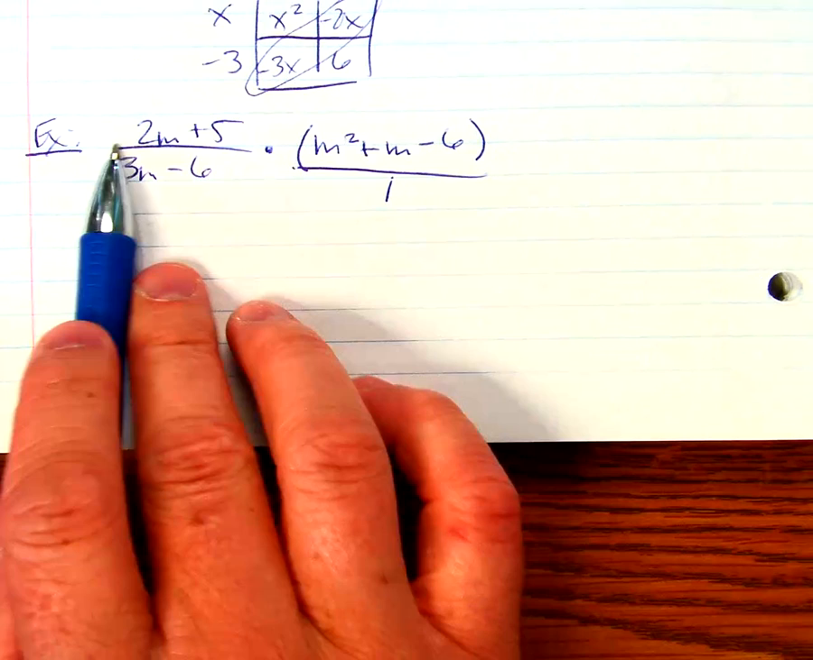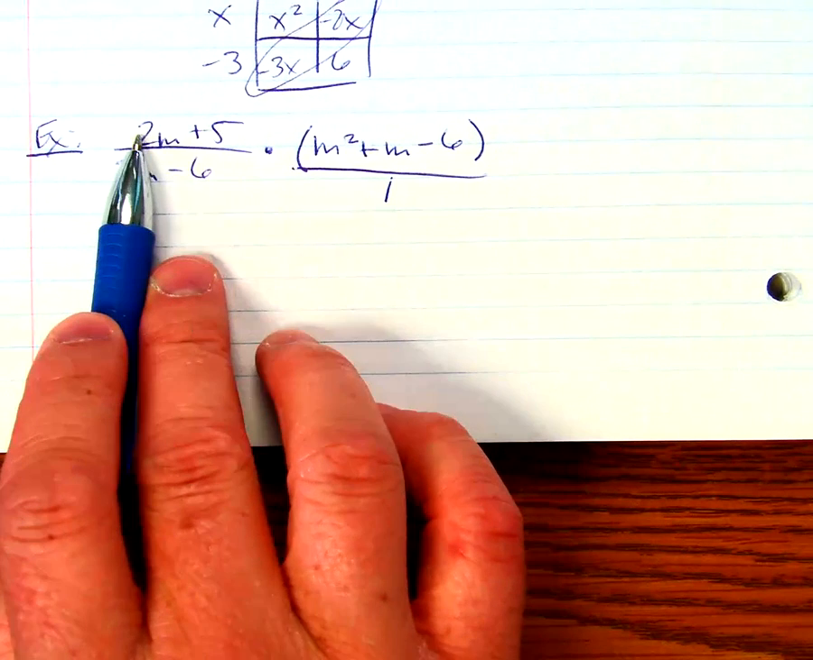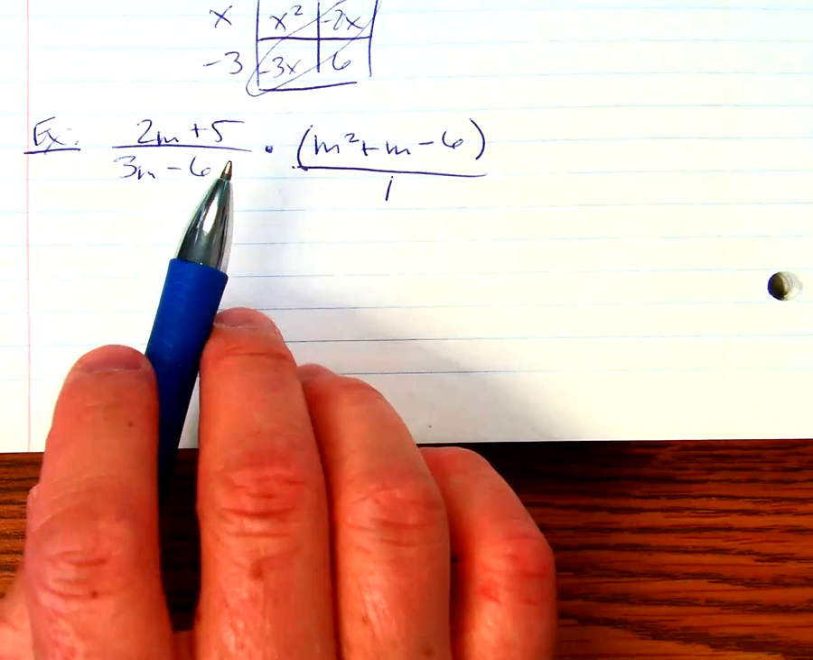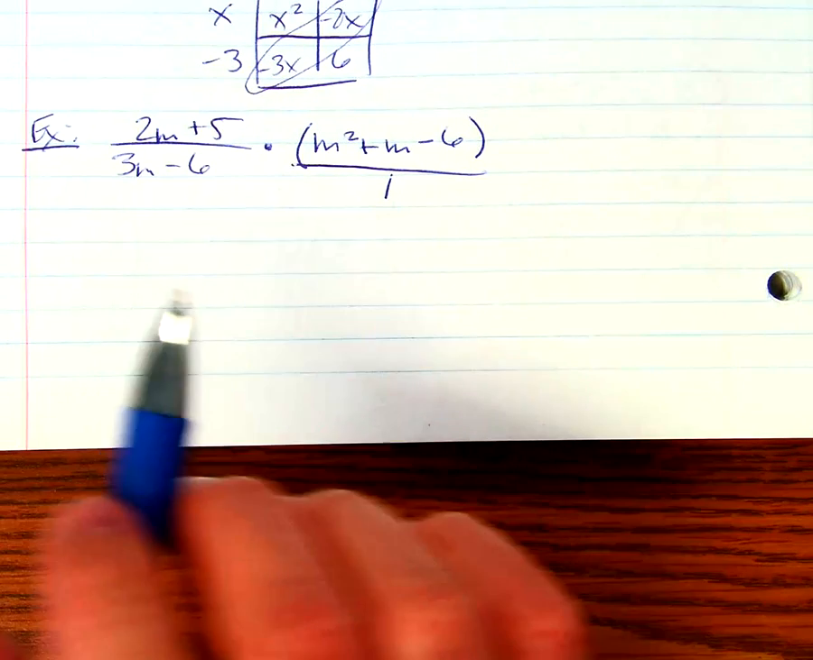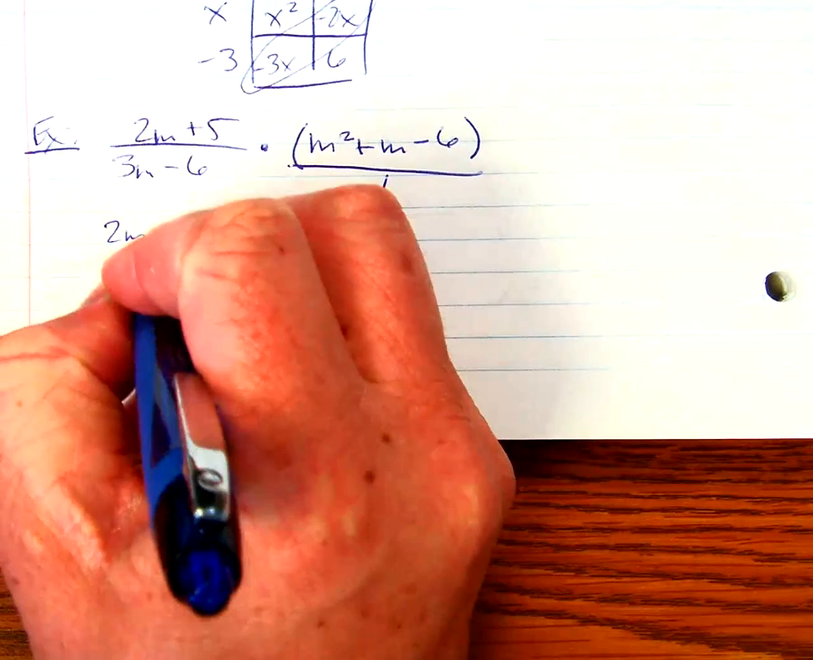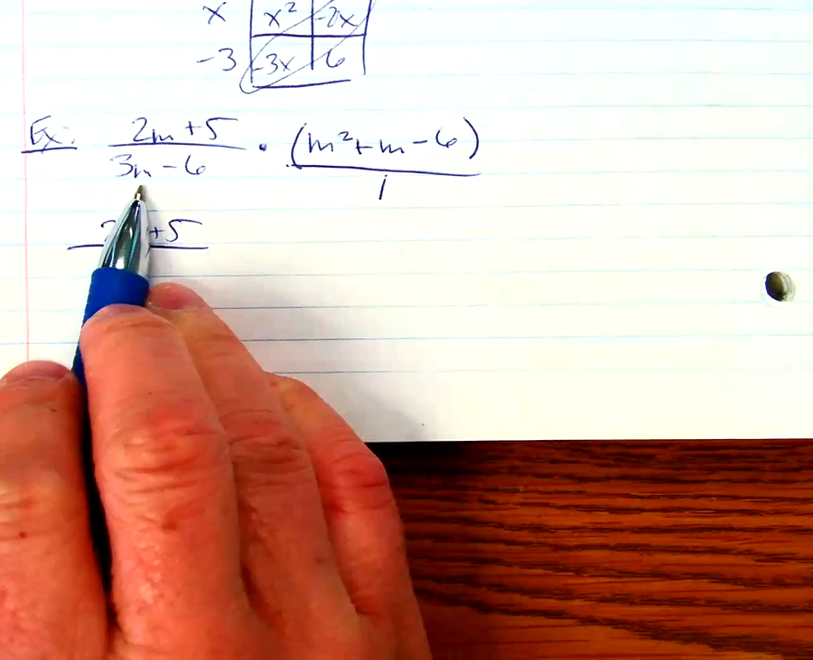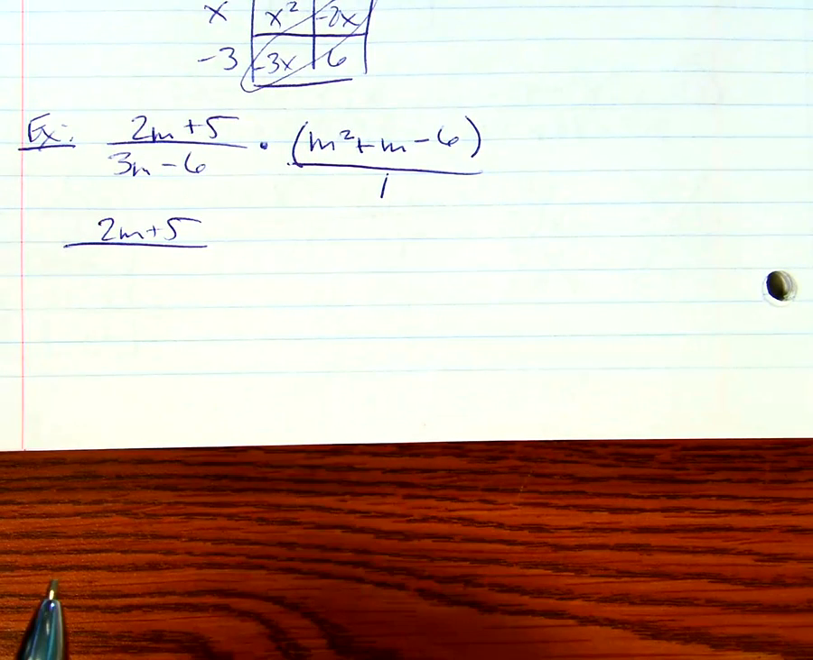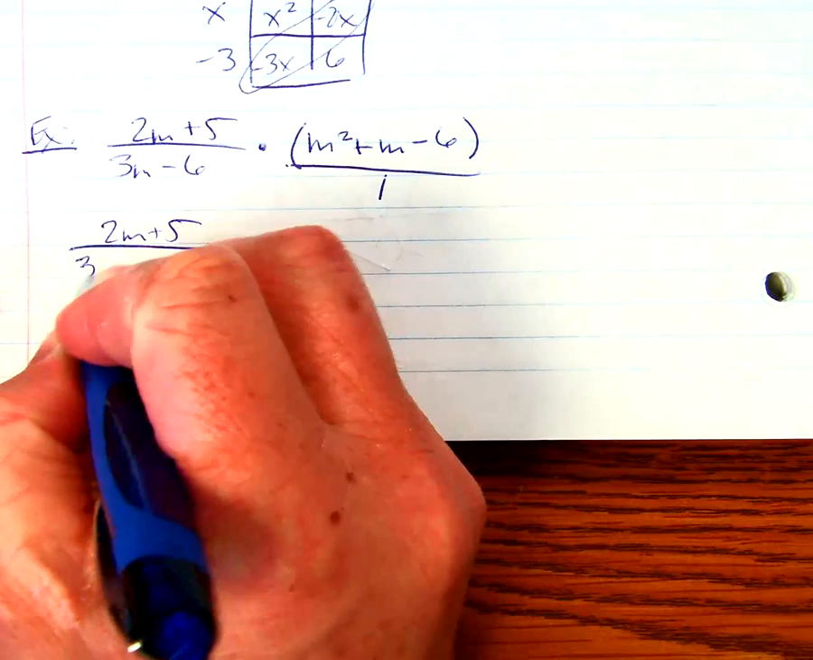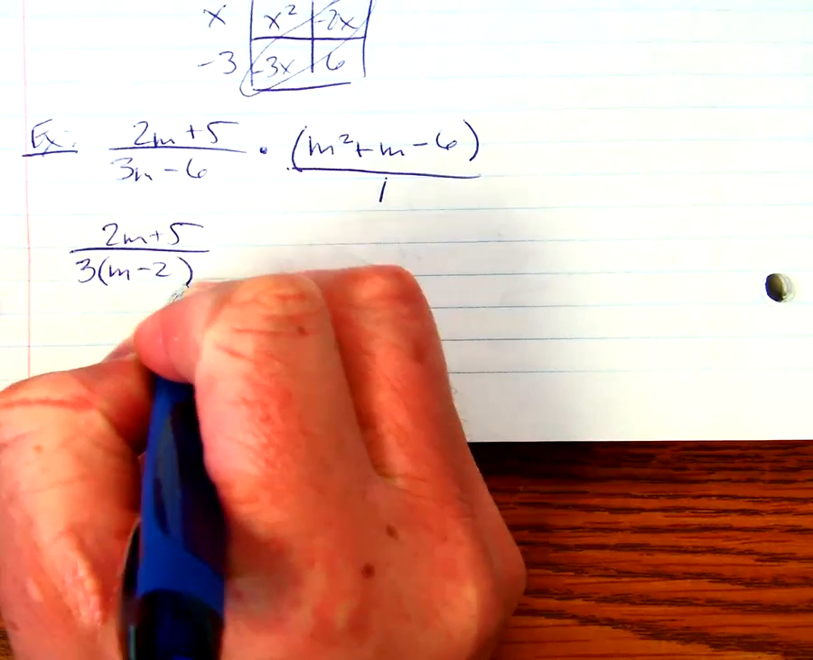So real quick, this numerator, 2m plus 5, do they have anything in common? No. Does it have m squared? No, it does not, so let's leave it alone. The denominator, 3m minus 6, do they have anything in common? They do. What? 3. They're multiples of 3, so this becomes 3 times m minus 2. Okay?